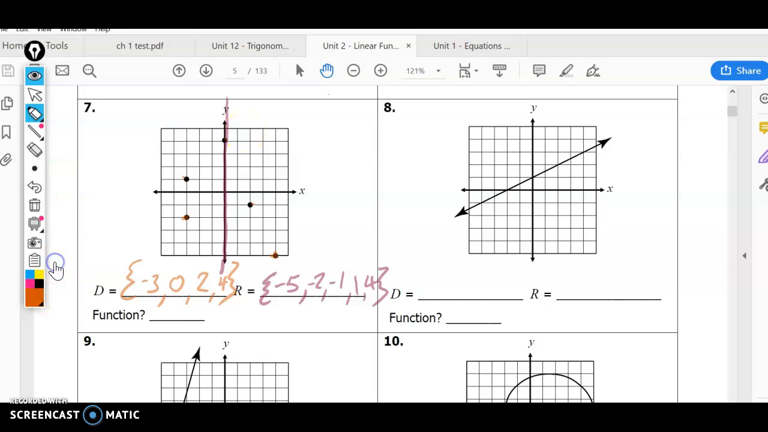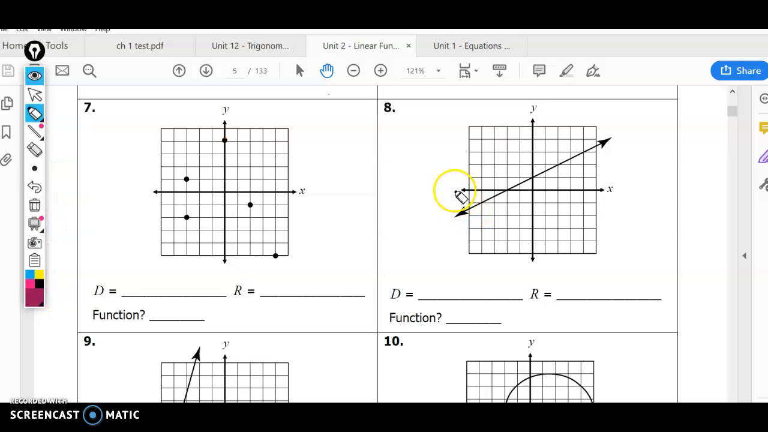I talked about this a little bit before. It is not a function because these 2 points right here, when you're drawing a vertical line on top, they fail the vertical line test, they repeat. Let's look at more of a linear continuous graph, number 8. In number 8, let's check out the domain and range.